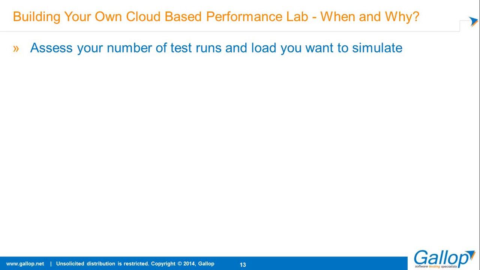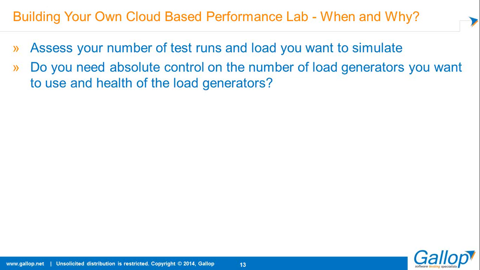In fact, if your response time is only 3 seconds, and if your load generator is actually facing problems and calculates for some reason that your response time is 4 seconds, your entire numbers skew up and show on a higher side, which is actually not the case. So if you want absolute control on the number of load generators you want to use and the health of the load generators, consider your own cloud performance lab.